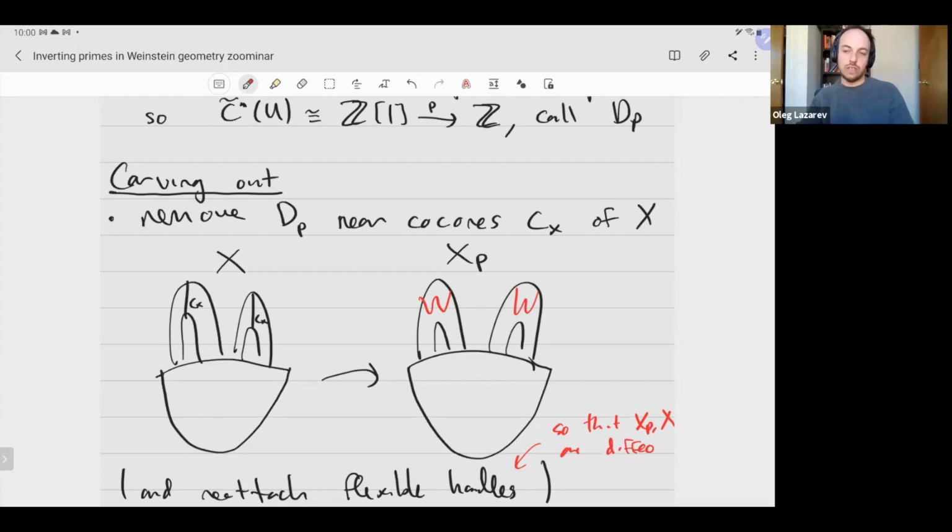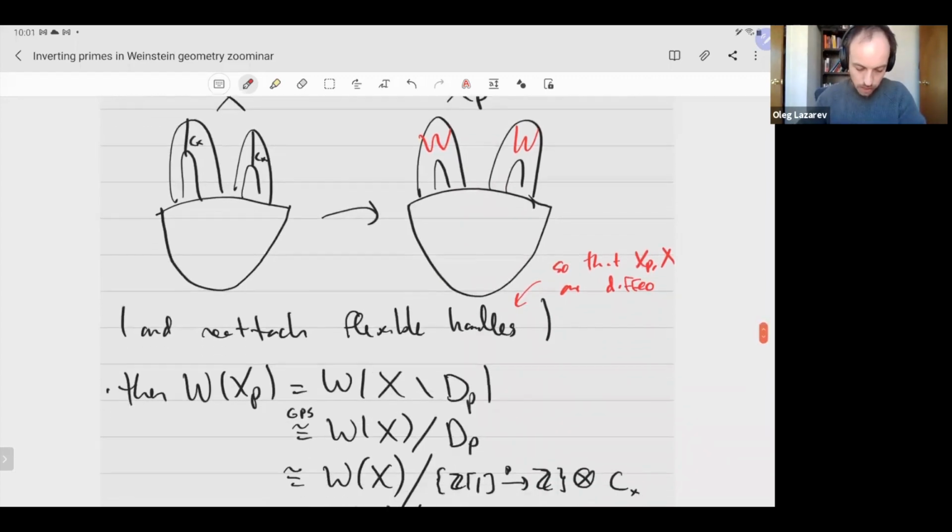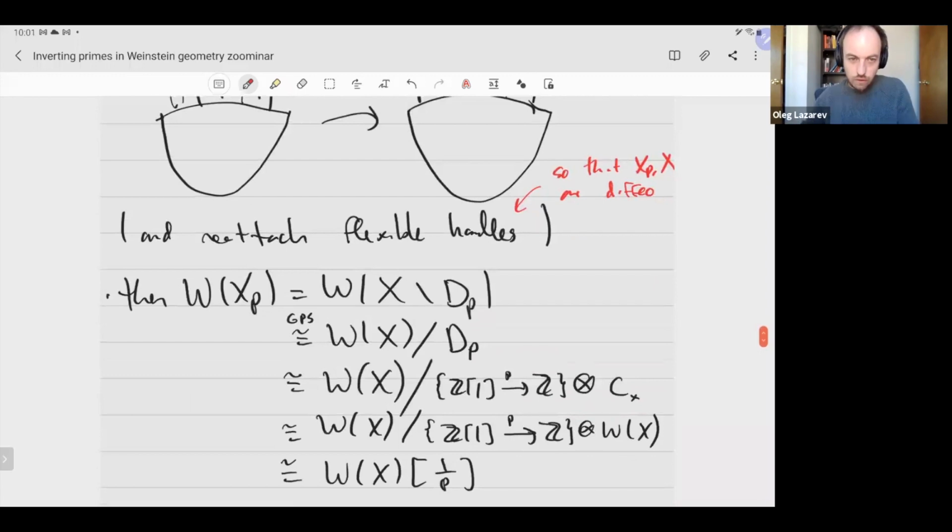But these flexible handles, they don't change the Fukaya category. So essentially, you should just think of what happens when I remove these D_P disks. And so what happens, so here I have a long formula. We're trying to compute the Fukaya category of X sub P. That's the same thing as the Fukaya category of X with these disks removed, because we can ignore the flexible handles. By this Ganatra-Pardon-Shende formula, that's just the localization by one of these D_P disks. The D_P disk is this chain complex, this cone of P, tensor one of these cocores.